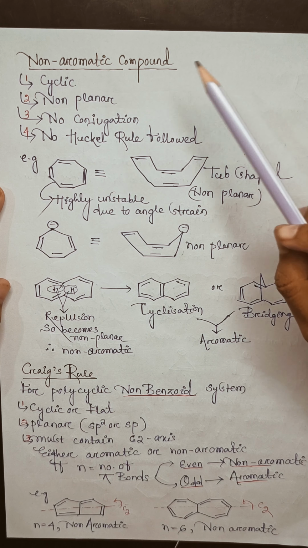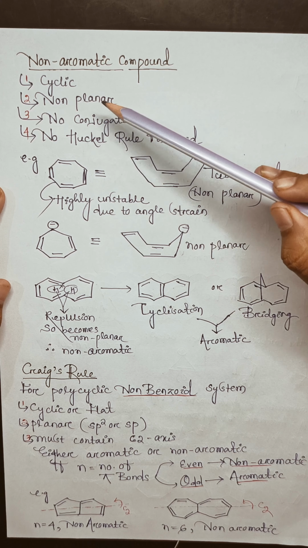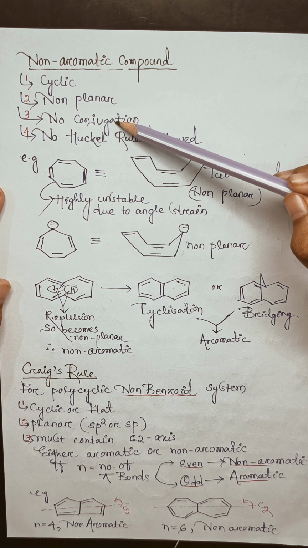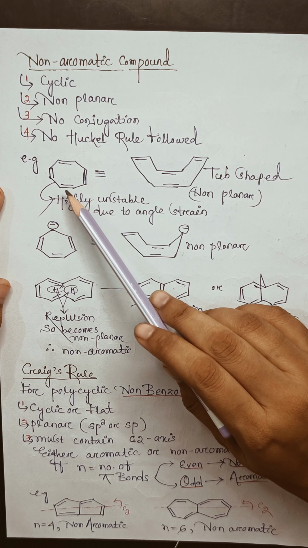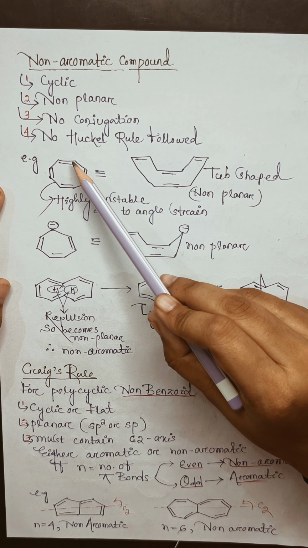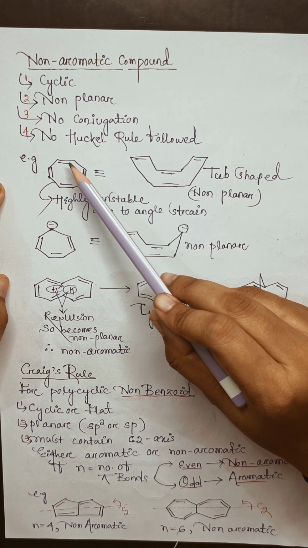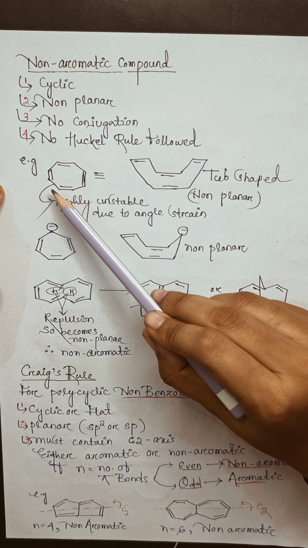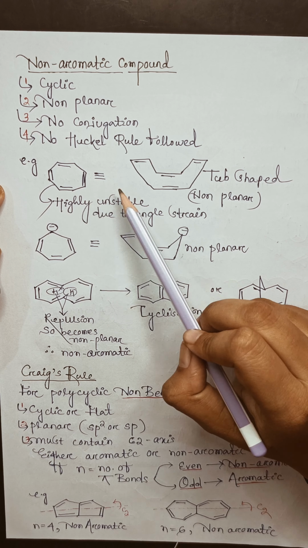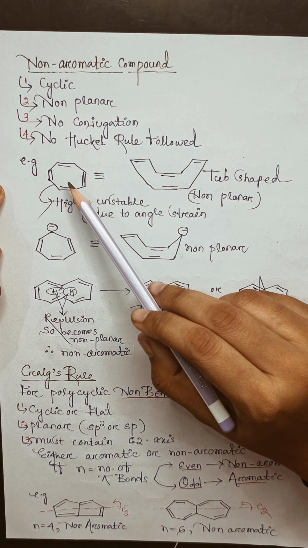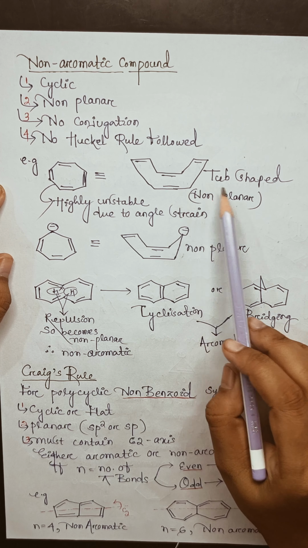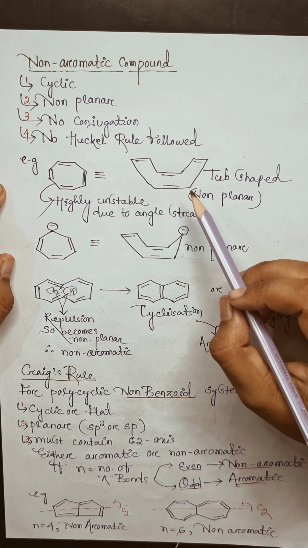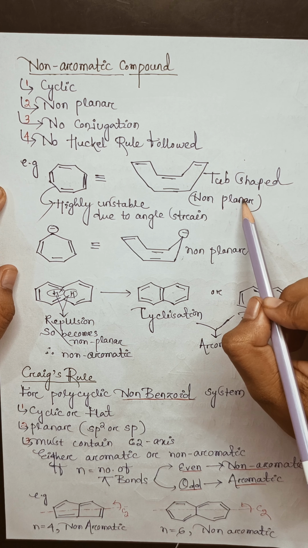Next one is non-aromatic compound. For a compound to be non-aromatic, it must be cyclic, but it is not planar. No conjugation. Doesn't follow Huckel's rule. Here is the example: cyclooctatetraene. Here it is cyclic, and planar because all carbon atoms are sp2 hybridized, but experimentally it does not exist in this form due to high angle strain, so it gets converted into a tub shape. Because of the tub shape, it becomes non-planar, so it is a non-aromatic compound.